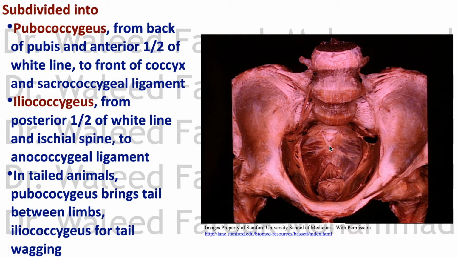In tailed animals, the pubococcygeus brings the tail between the limbs, pulls it forwards, and the iliococcygeus is for tail wagging. Of course, we don't have these functions.